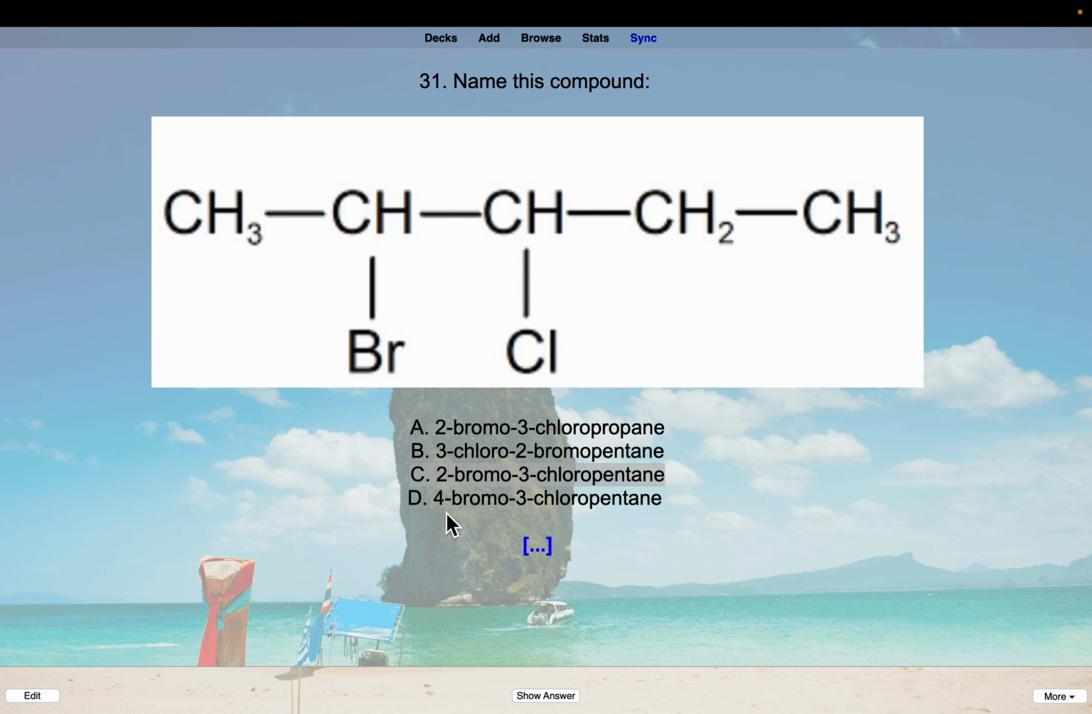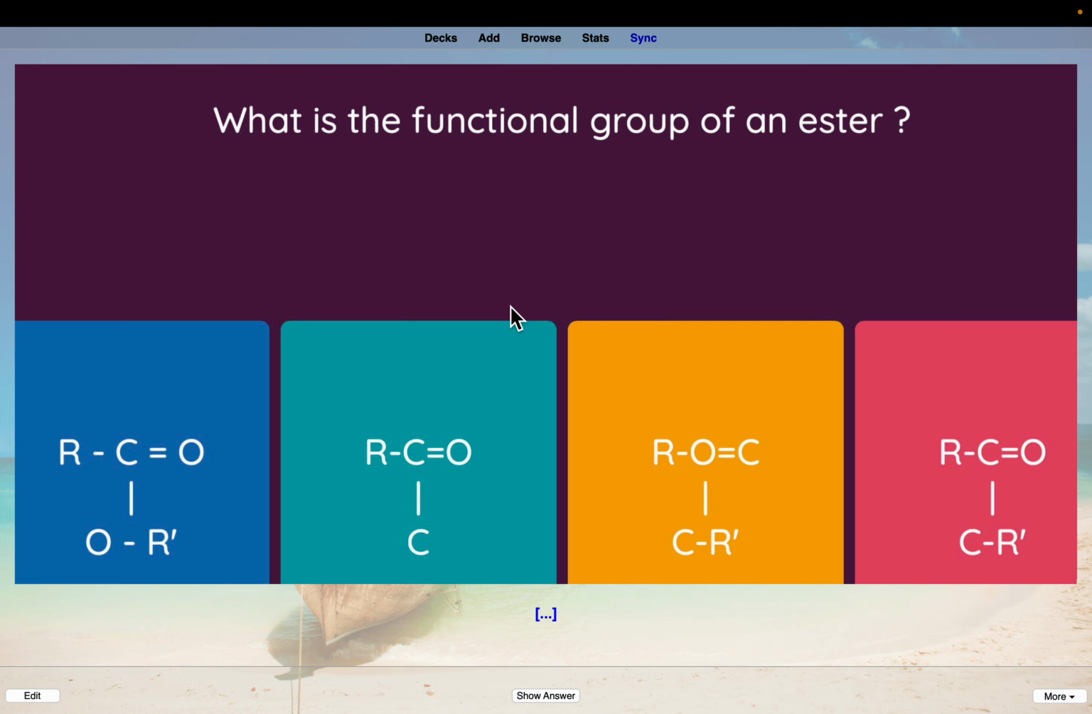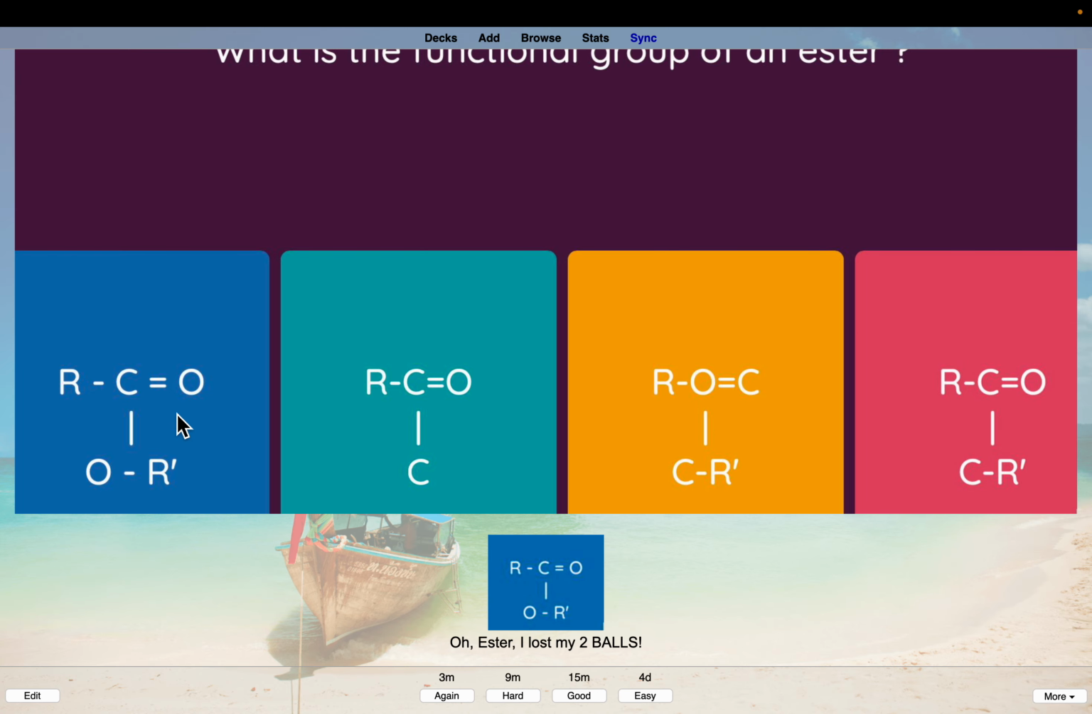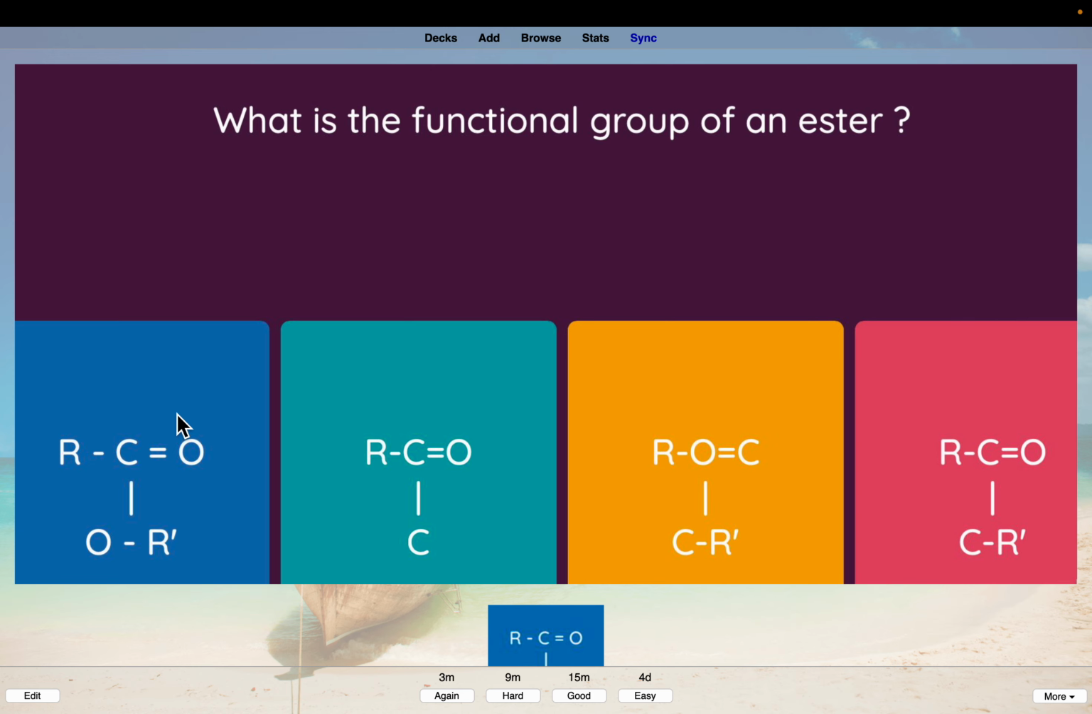Okay. What is the functional group of an ester? ROR? Where's ROR here? No, no, no. ROR is ether. Ester is... which here is ester? I think it's this one. The blue. Yep. Knew it.